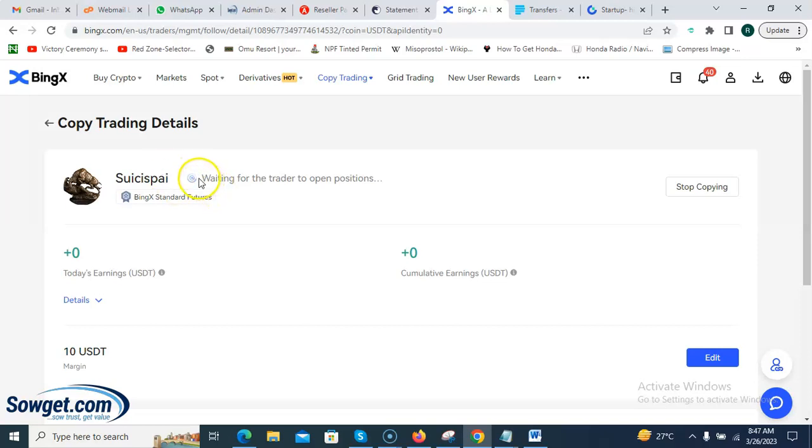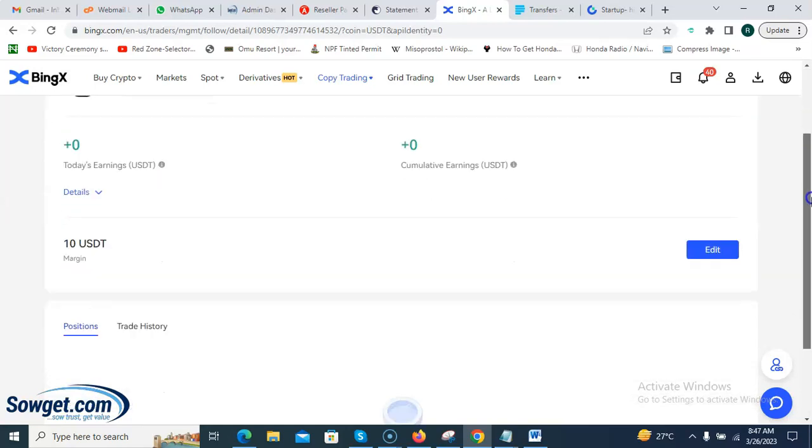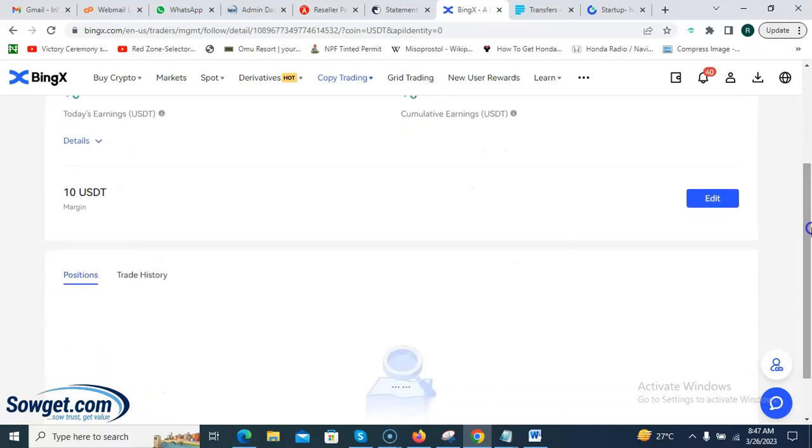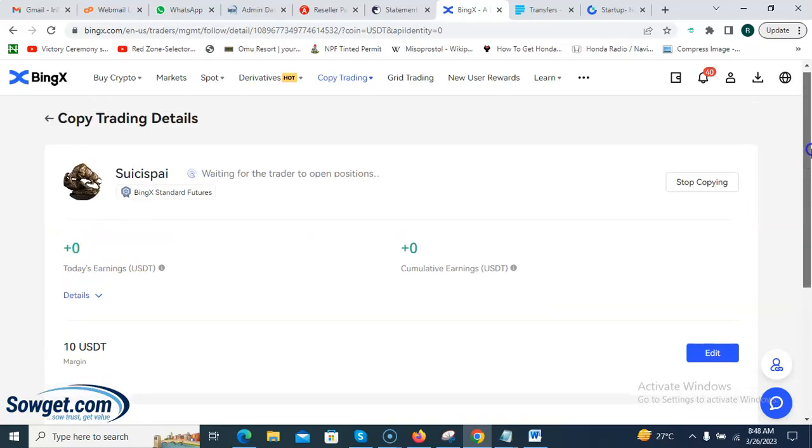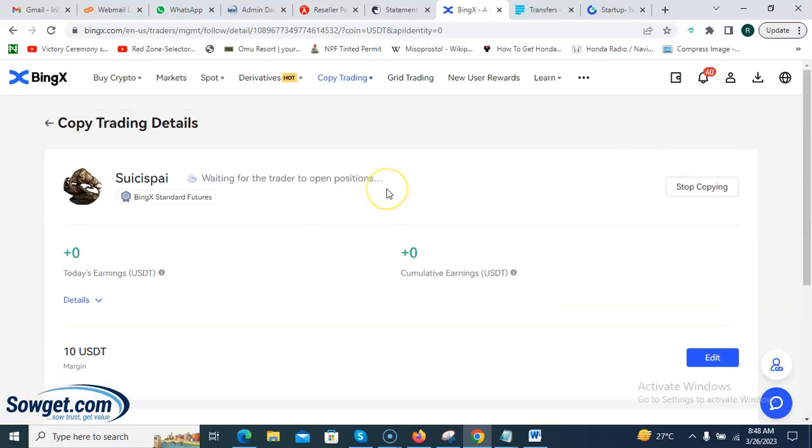Now you can see the system is rolling, meaning that it says waiting for the trader to open positions. So whenever the trader opens a new position, it's going to reflect here under the current position. And you can see that our margin for any single trade that the trader opens is 10 USDT. And once the trader starts closing trades and making profit for us, you will see that our earnings will start reflecting here.